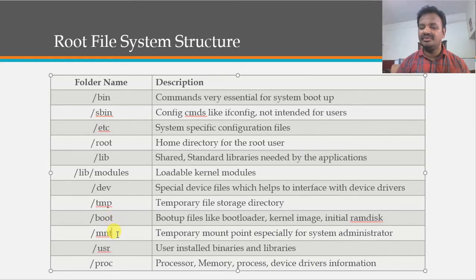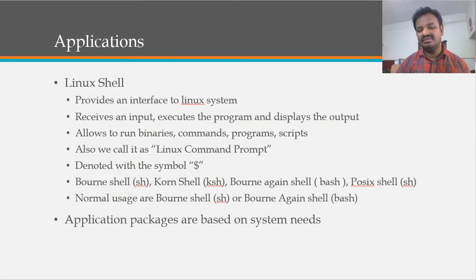mnt is a temporary mount point, especially for the system admin to use. They will mount and then remove those things. And usr will have the user installed applications, binaries, and libraries present inside this folder. And proc is the one which contains processor, memory, process, device specific and system specific information. All those things will be present inside the proc folder. For example, proc devices, proc meminfo, all those things will be inside the proc folder basically.